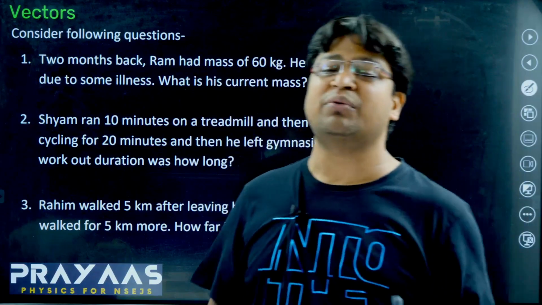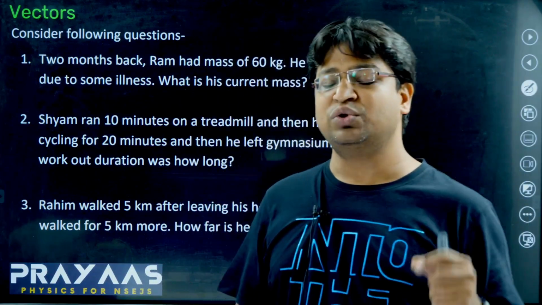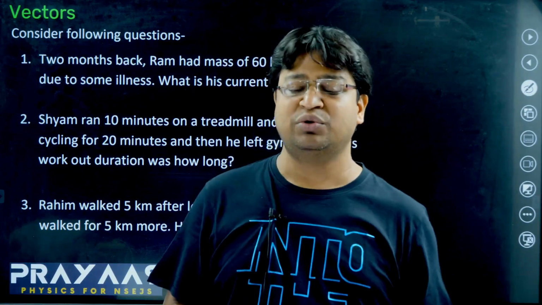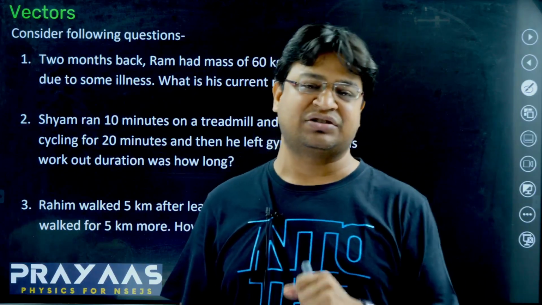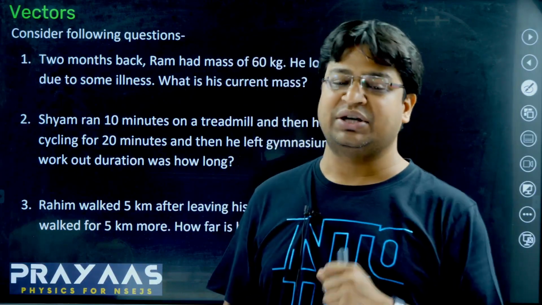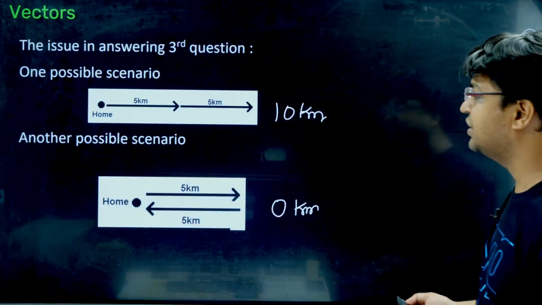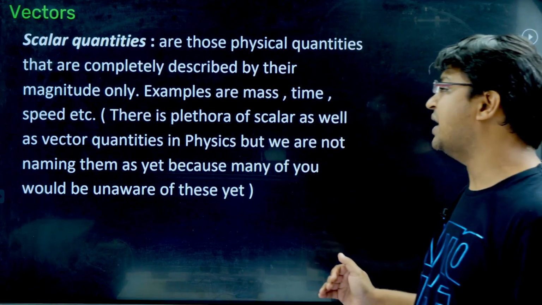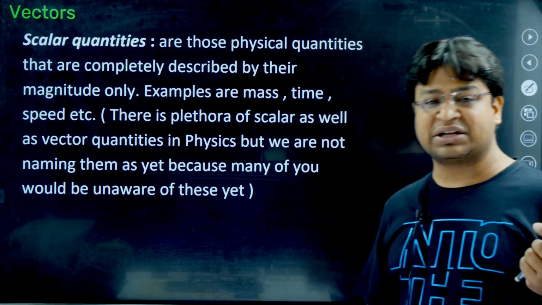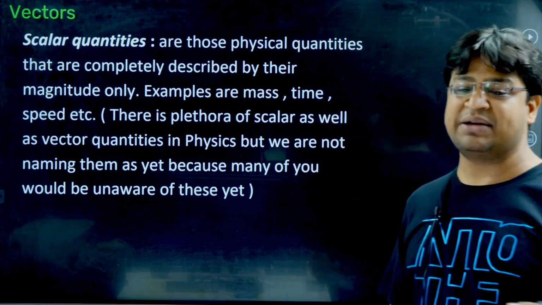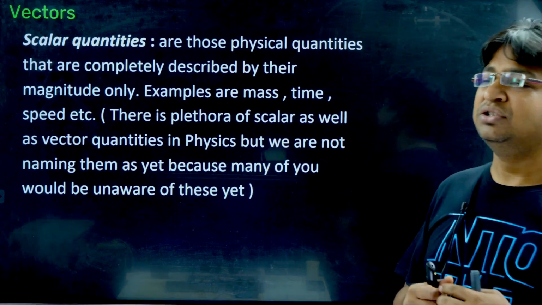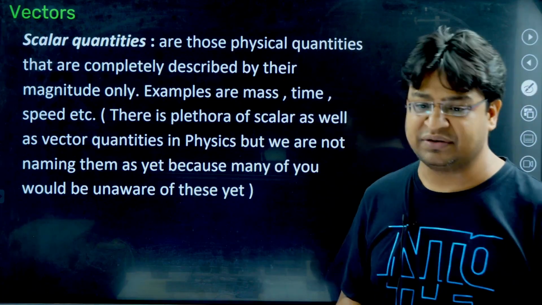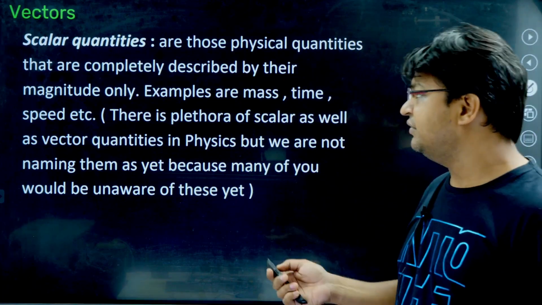But then there are quantities in physics where, if you are trying to use them in your calculation, then apart from knowing their value, you must also be aware of their directions. Such quantities are called vector quantities. So if I show you the definitions, scalar quantities are those physical quantities that are completely described by their magnitude only. The most common examples are mass, time, speed. And there are a huge number of such quantities you will come across when we study different chapters in physics.